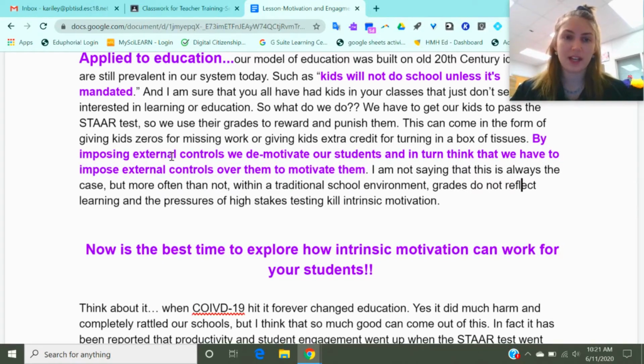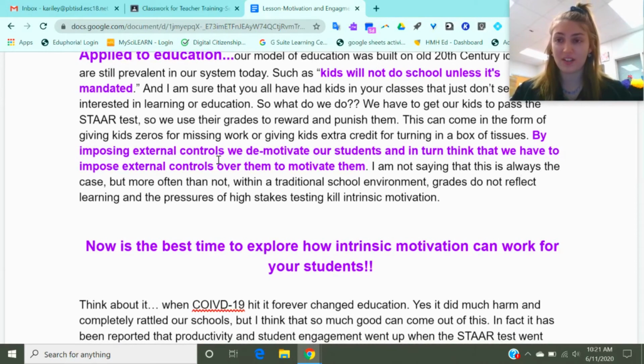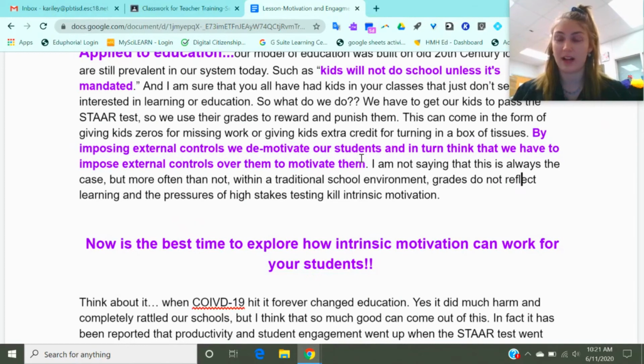By imposing external controls, we demotivate our students, and in turn, think that we have to impose those controls over them to motivate them. So that's a cycle that, if you don't know it's there and you don't recognize it, is hard to see. Because you have kids in your class who are bored or thinking about something else, and you're like, okay, class, we have to get X, Y, and Z done. This is all going to be on the test, and they don't care. But they do. There are things that they do care about.